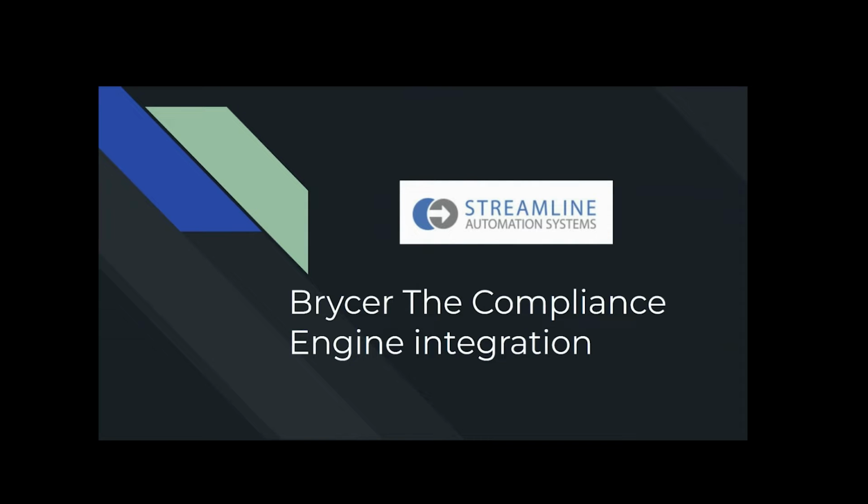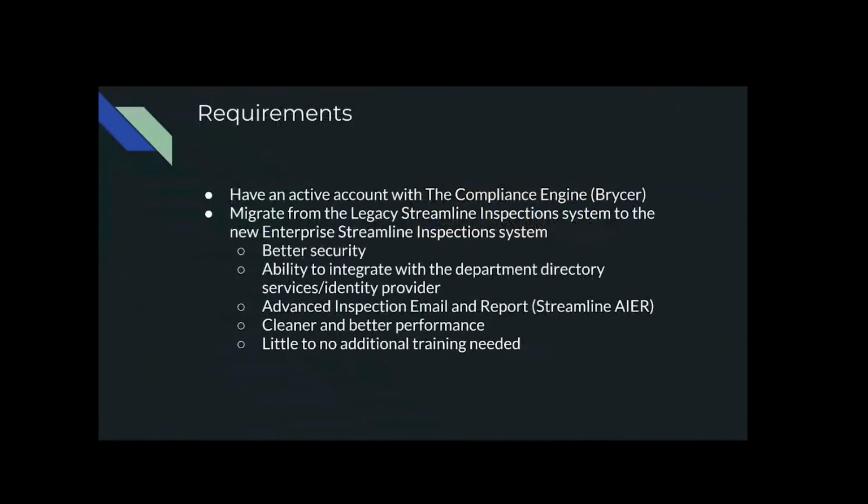So our first thing, there's some basic requirements that you have to have. First of all, you have to have an active account with the compliance engine, obviously. The second thing on our end is that you need to migrate away from the legacy system that you're in now, which is what we call 6, or it's basically the older system. And you need to migrate to our newer system, which is our enterprise, or what we sometimes refer to as the 7 system.